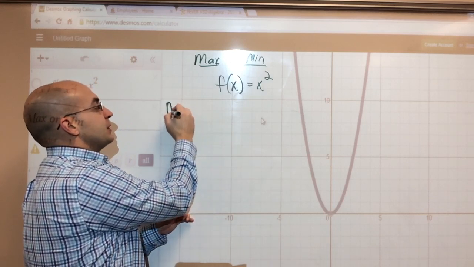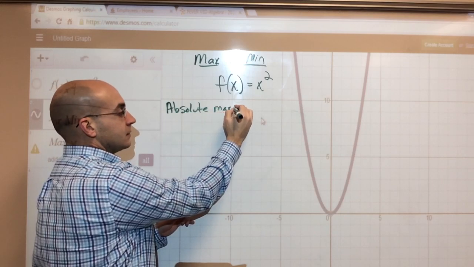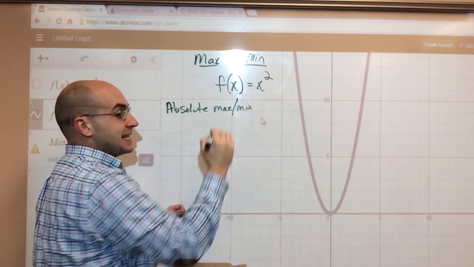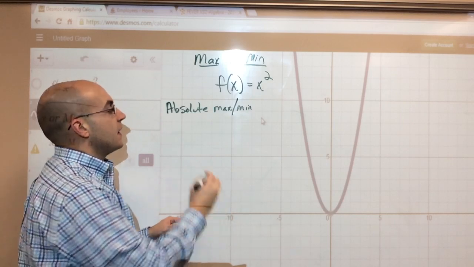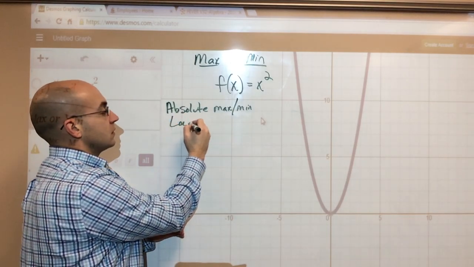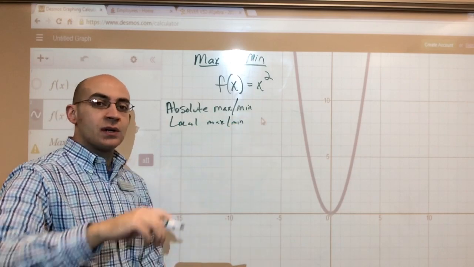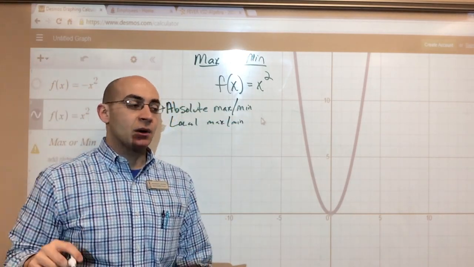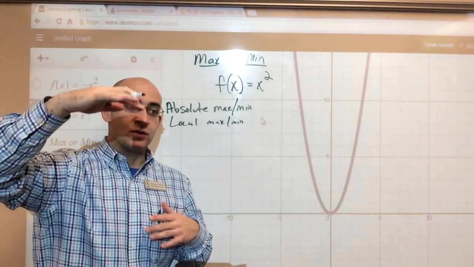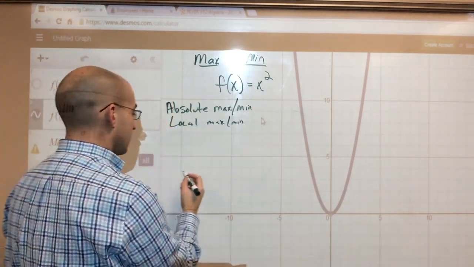There is an absolute max or min, which means it's the absolute highest point or the absolute lowest point of these graphs. And then there is a local max and min. So basically, if there were a lot of mountains or a lot of valleys in a graph, there would be a bunch of maximum values. One would be the absolute tallest maximum, but then there would be local ones. So let's just go ahead and try this.